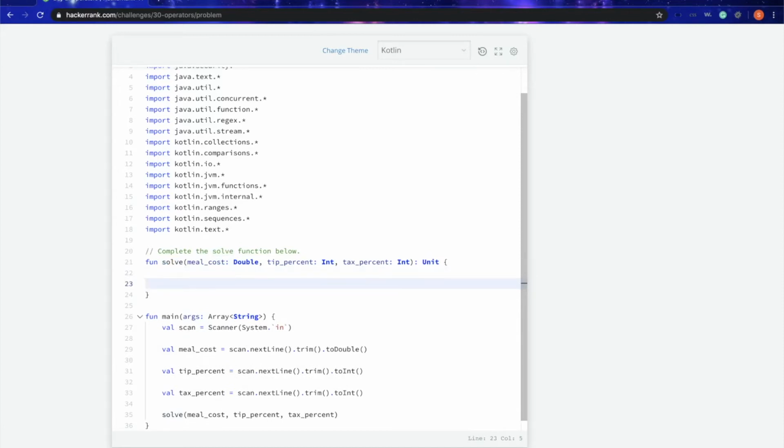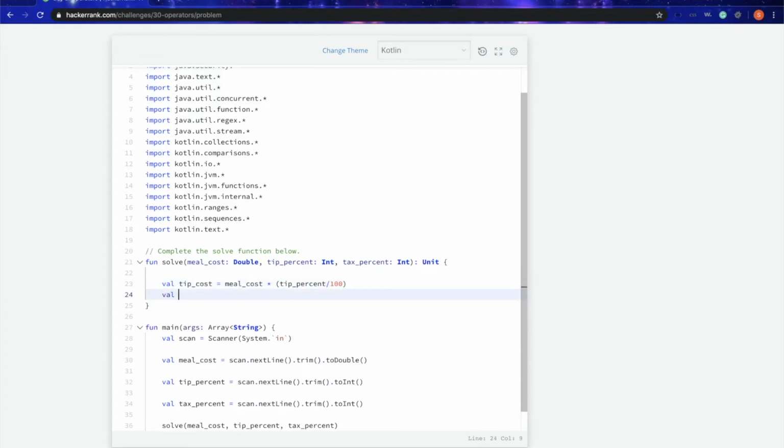our first step would be to calculate the actual tip. So I'll say tip cost equals meal cost multiply by tip percent divide by 100. So I'll just put this in brackets to avoid confusion about what's happening right now.